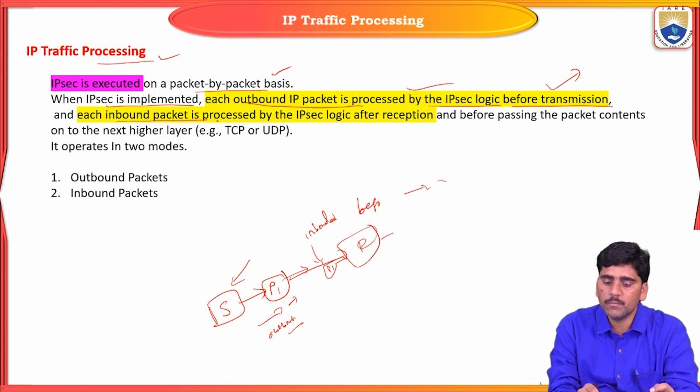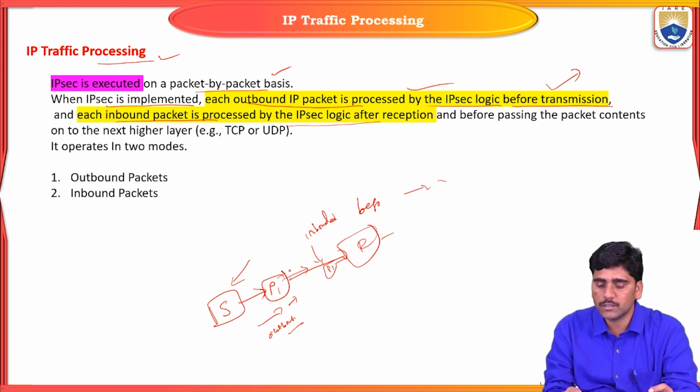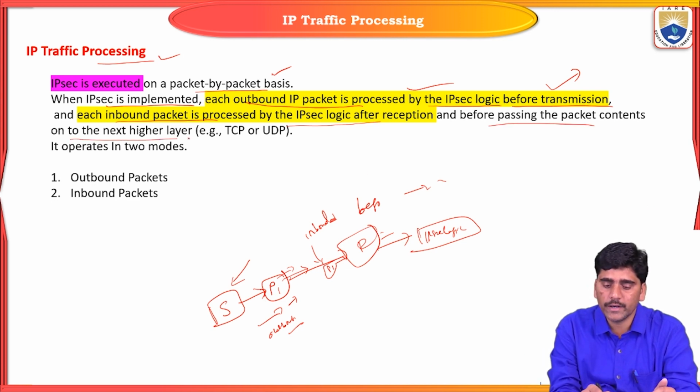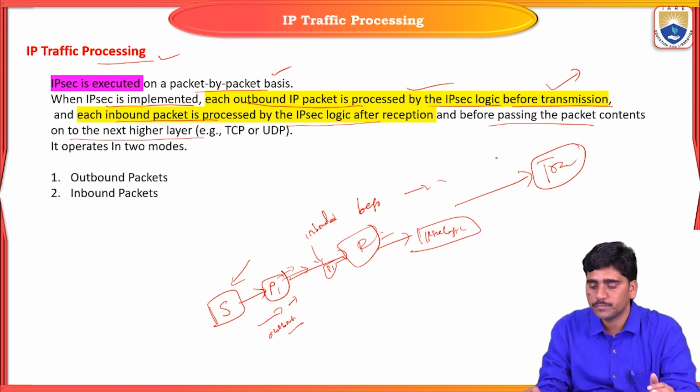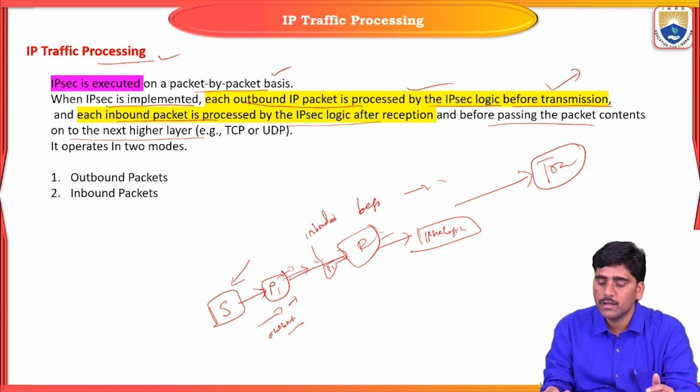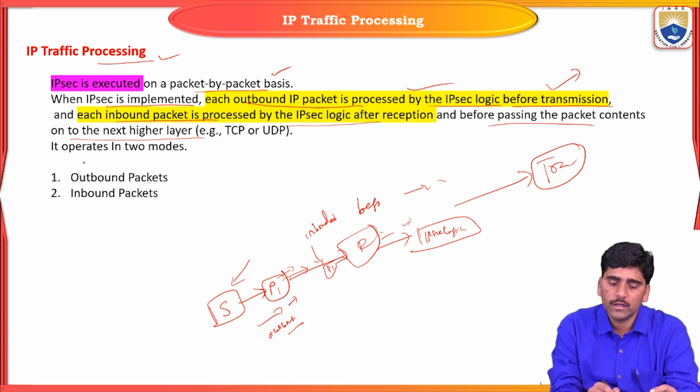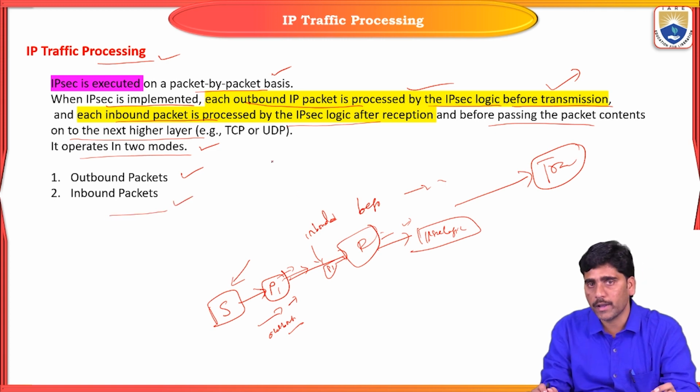And each inbound packet is processed by the IP secure logic after reception. So once it reaches the receiver side, after receiving it, it has to be processed by IP secure logic before passing the packet contents on to the next higher level. So it operates in two modes: one is outbound packets and the second one is inbound packets.